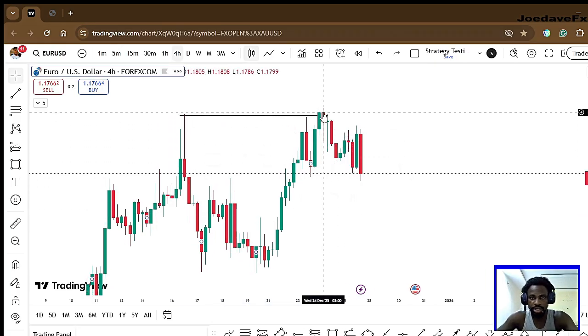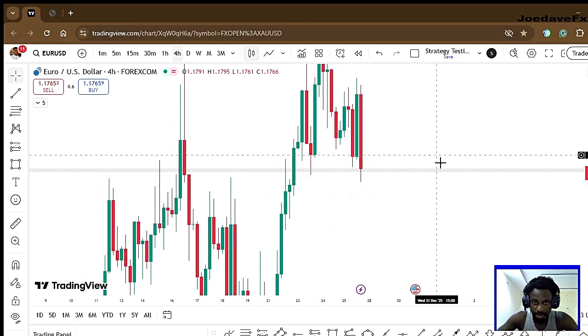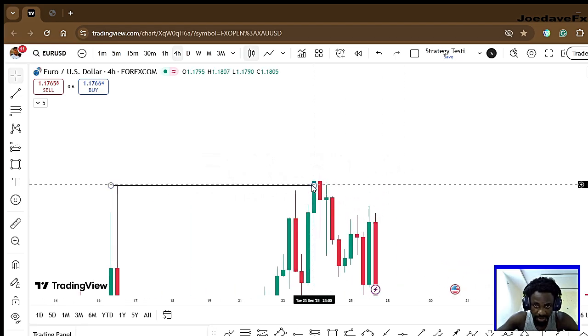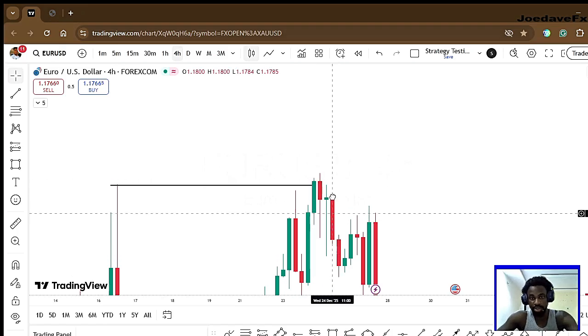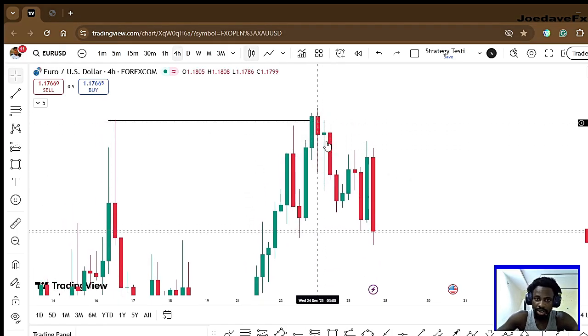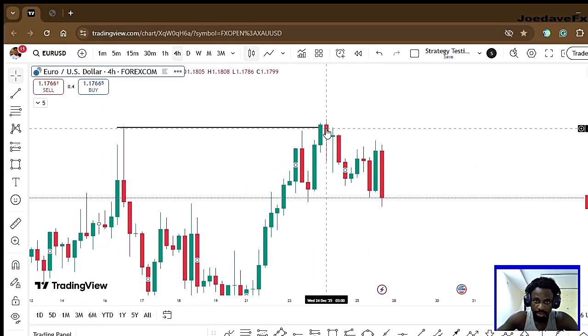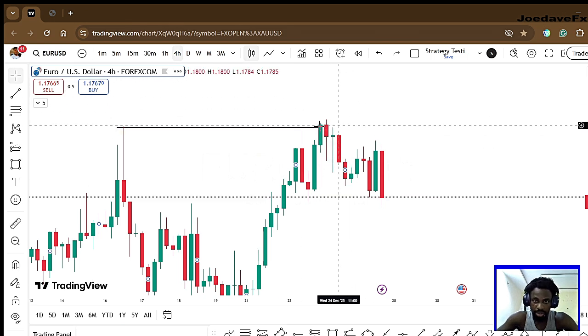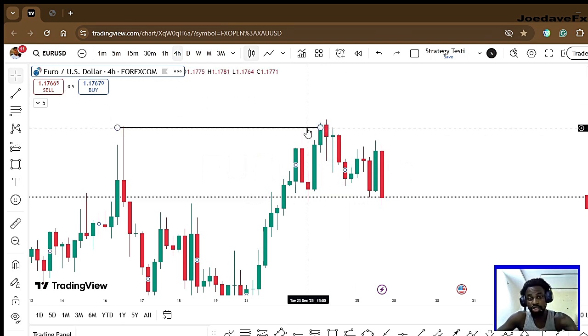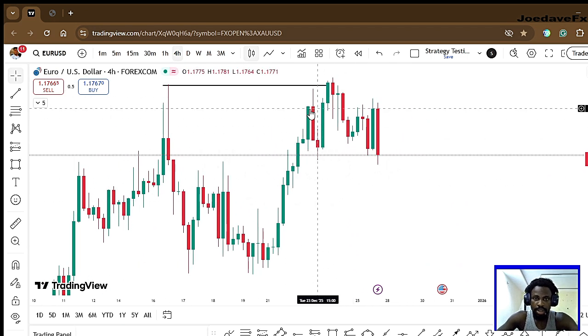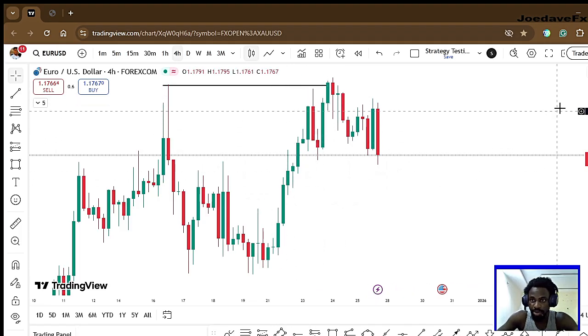Yes, structure was taken, because a break of structure is once you see the body of a candlestick closing above that previous high. You can see the body close above it. It's not much, but yes, a body close above it was still a clear break of structure. Sometimes you might have a very clear break of structure, and sometimes you need to zoom in before you can see that break of structure. So looking at this present situation, we have a break of structure, right?